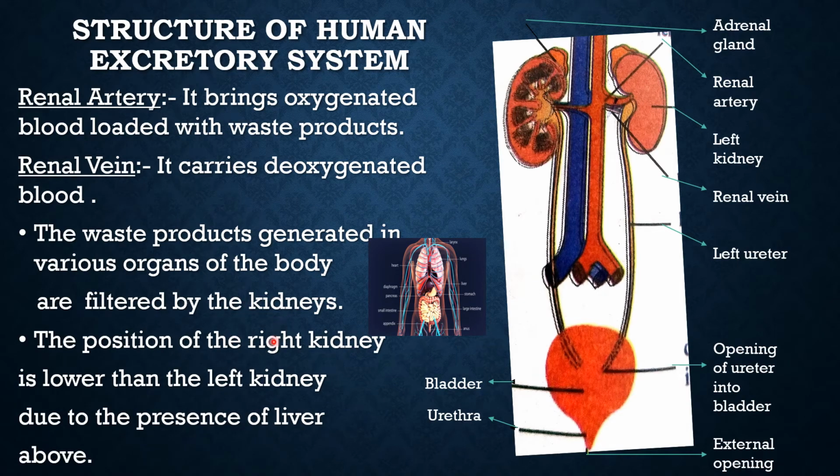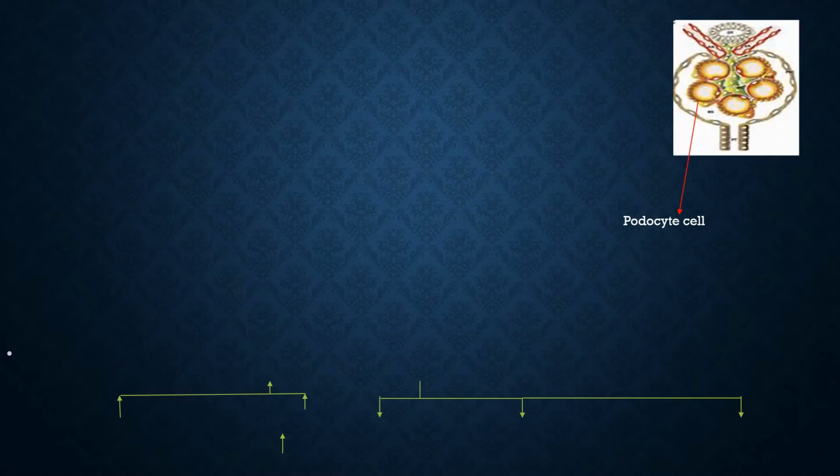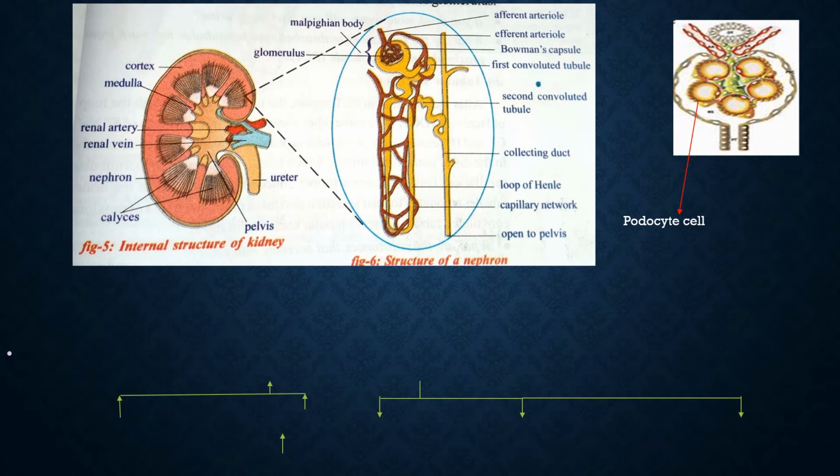This is the right kidney and this is the left kidney. The position of the right kidney is lower than the left kidney because of the presence of the liver above the right kidney. We have already seen the internal structure of the kidney in the dissection video. Let us see it more clearly in this picture.